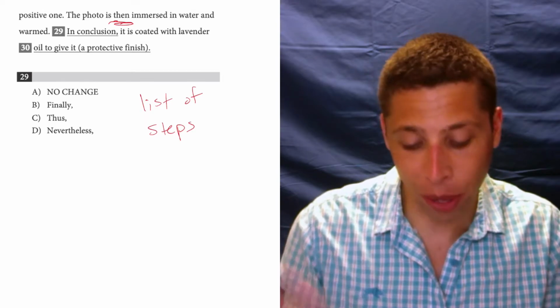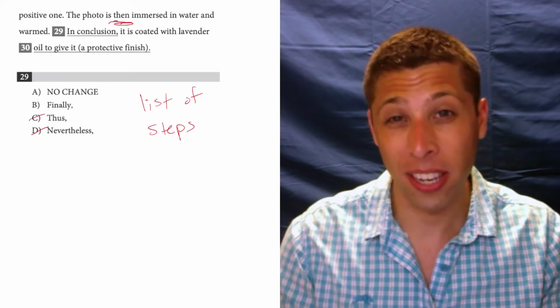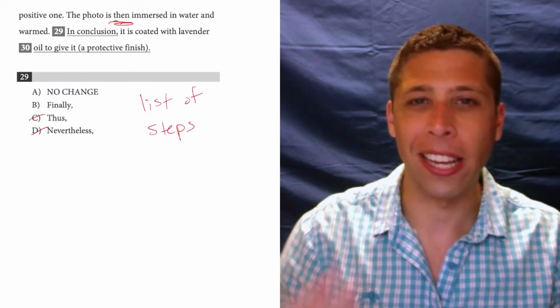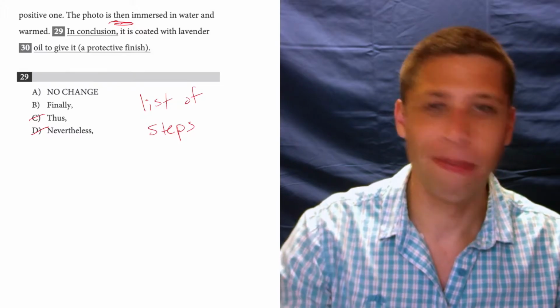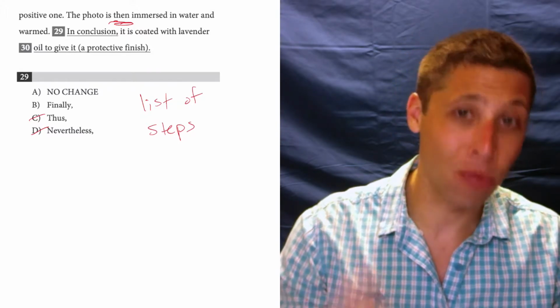How would you do that? Well, probably not with thus or nevertheless. Nevertheless is a contrast word. Thus is kind of like therefore, but it's a list of things. It's not like a here's my conclusion. And I guess that gets to why A is wrong.